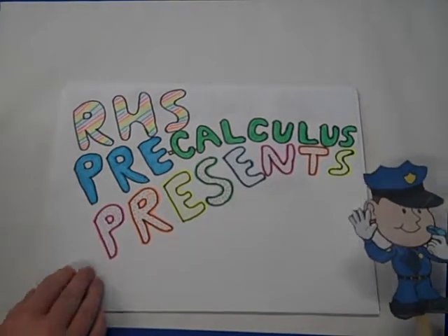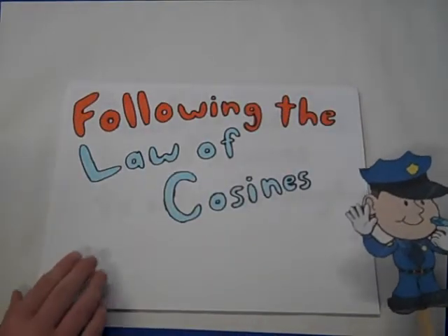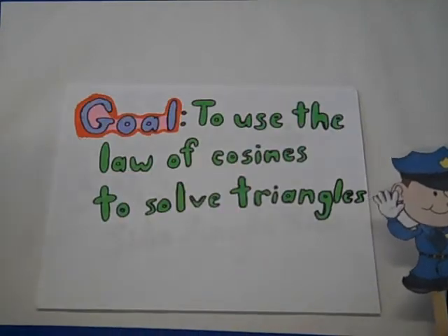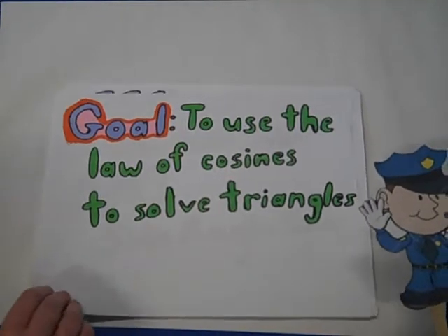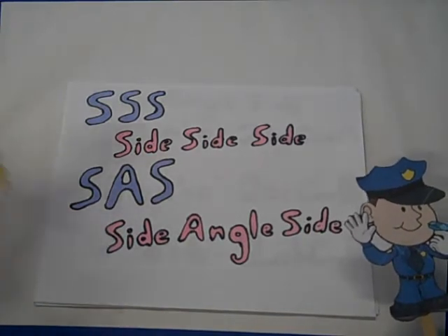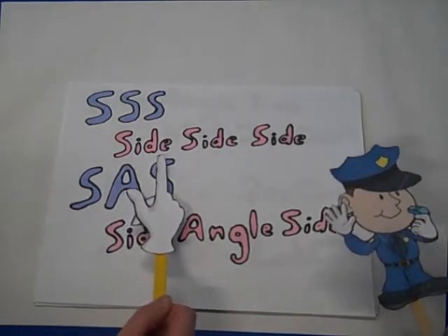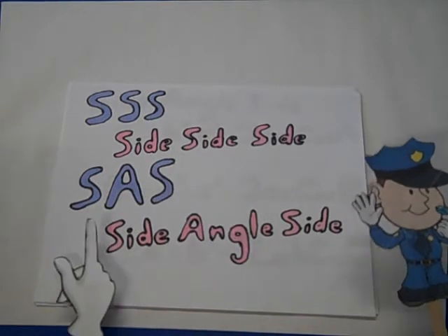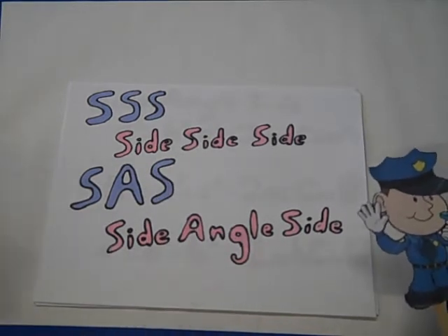RHS Pre-calculus presents Following the Law of Cosines. The goal is to use the law of cosines to solve triangles. Which types of triangles can be solved using this method? SSS, or side, side, side, and SAS, or side, angle, side.